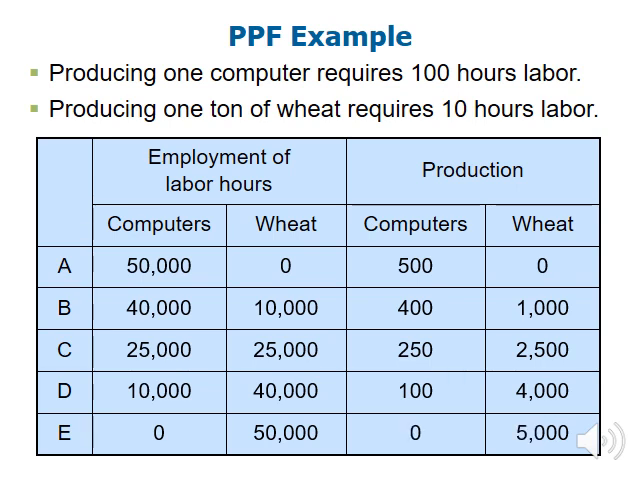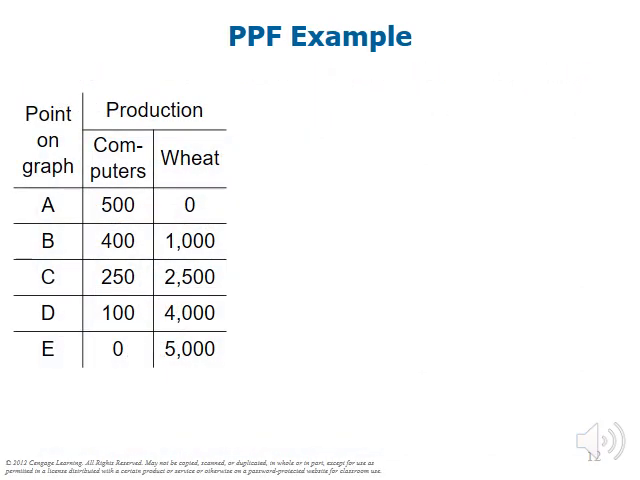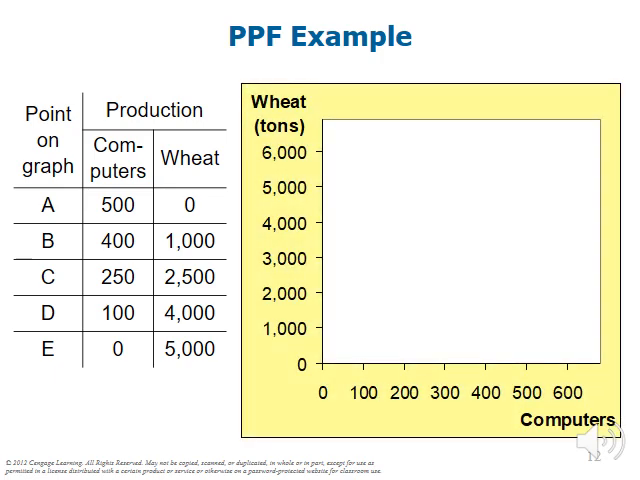And what we see here is that we can divide up our possible labor hours in various fashions between computers and wheat, but if we use all of those labor hours in the production of something, what we get is various combinations of computer and wheat. We can then graph this table, and points A, B, C, D, and E represent the calculations made in the previous slide.